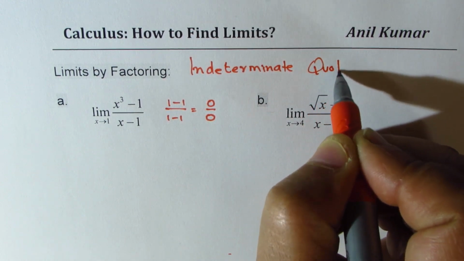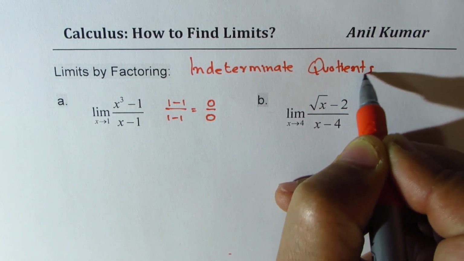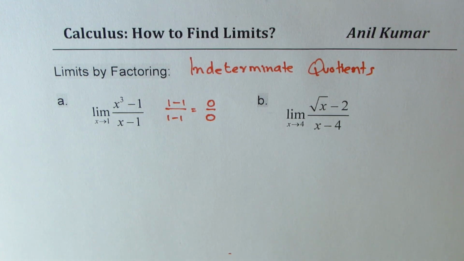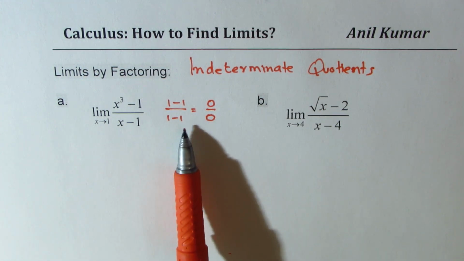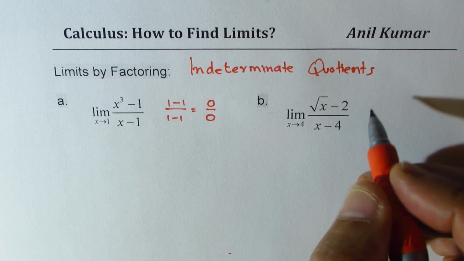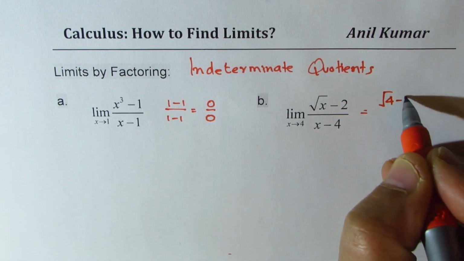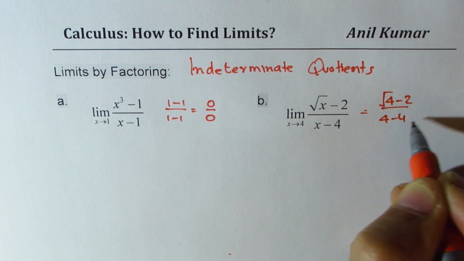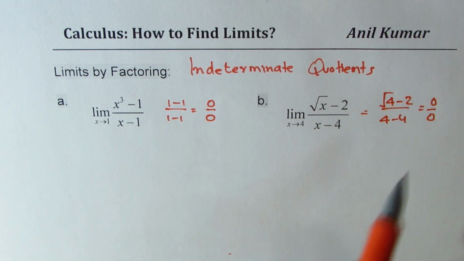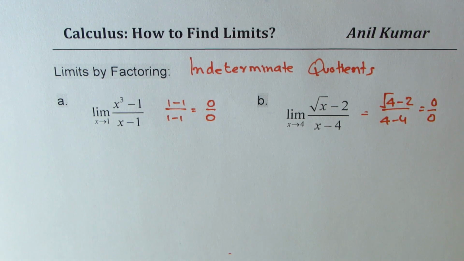Quotients, since you are dividing something by the other. Now, whenever that is the case, which is also the case in the second example, where you're approaching 4, the square root of 4 minus 2 over 4 minus 4 is also 0 over 0. So if that is the condition, you could apply some techniques. Factoring is a very effective way. We'll learn substitution, rationalization, L'Hopital's rule, and many other techniques in this video.